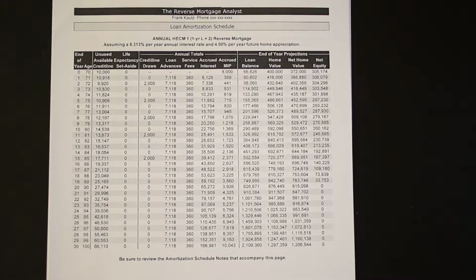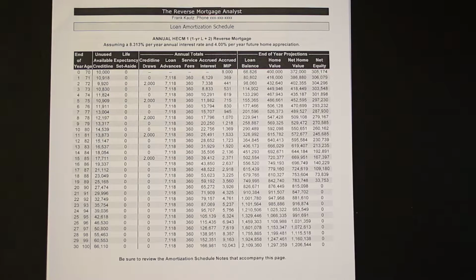The accrued interest is how much interest you would owe at the end of each year on this loan. The accrued MIP is the mortgage insurance premium. That's the initial down payment, in this case $8,000, and then 0.5% of the previous year's loan balance all the way down the line. The loan balance is how much you would owe at the end of every year on this loan. The home value going up by 4%.